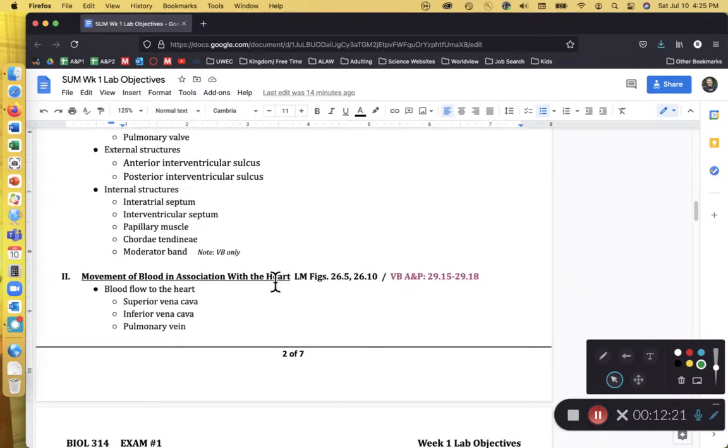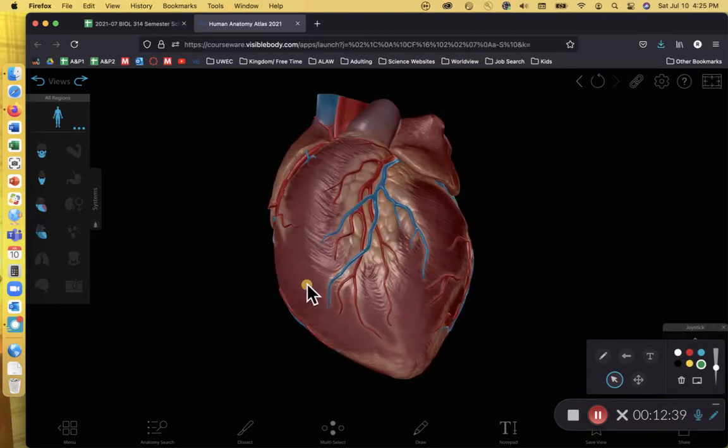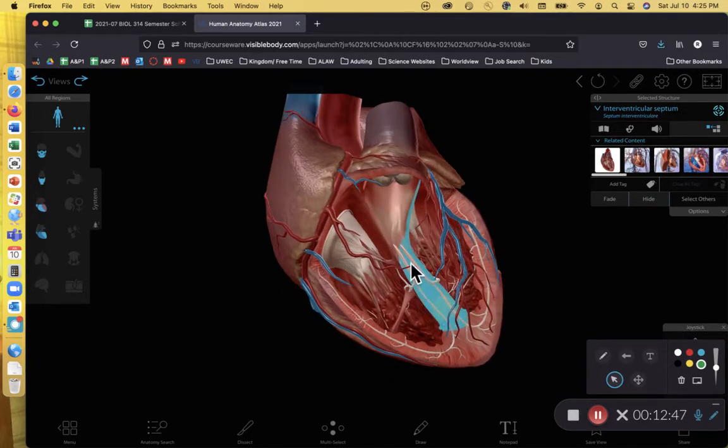We also have some internal structures of the heart. As we look at these internal structures, these structures are going to be walls. Septum means wall. We have a wall in between the atria. We have a little wall in between the ventricles. Let's go ahead and highlight those for you. So right here is the interventricular septum, the muscular tissue in between the ventricles.